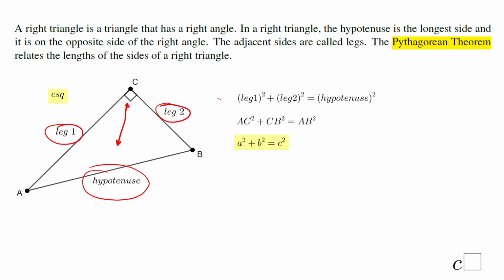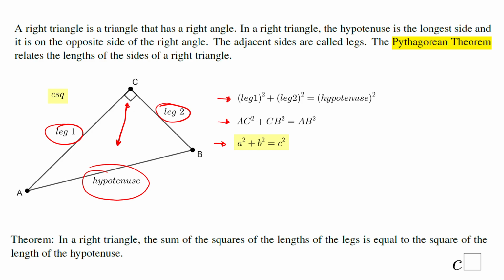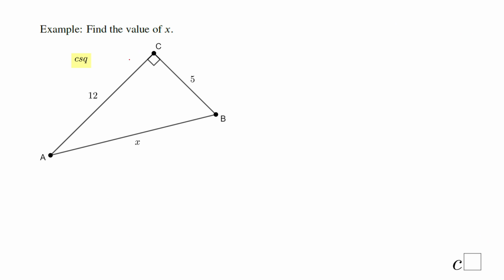And this is the property that goes with the Pythagorean theorem. Leg 1 squared plus leg 2 squared equals the hypotenuse squared. In this case, we can identify leg 1 as AC, leg 2 as BC, and the hypotenuse as AB. A very famous formula is this one: A squared plus B squared equals C squared. This is, in fact, the theorem: in a right triangle, the sum of the squares of the lengths of the legs is equal to the square of the length of the hypotenuse. So let's see how we use that here.